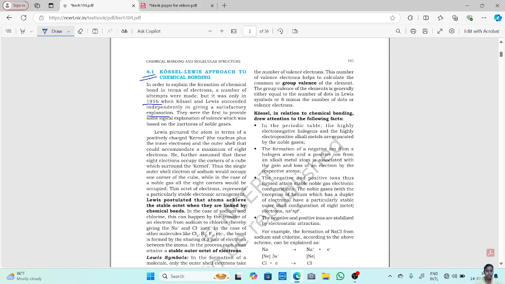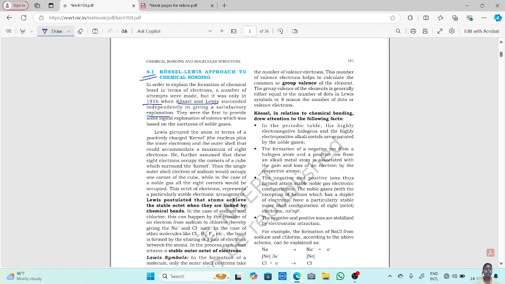Okay, and a number of attempts were made, but finally in 1916 Kössel and Lewis succeeded independently. They didn't do it together; they did it separately, but they succeeded independently in giving a satisfactory explanation as to why the bonds form. They were the first to provide some logical explanation of valence, which was based on the inertness of noble gases.